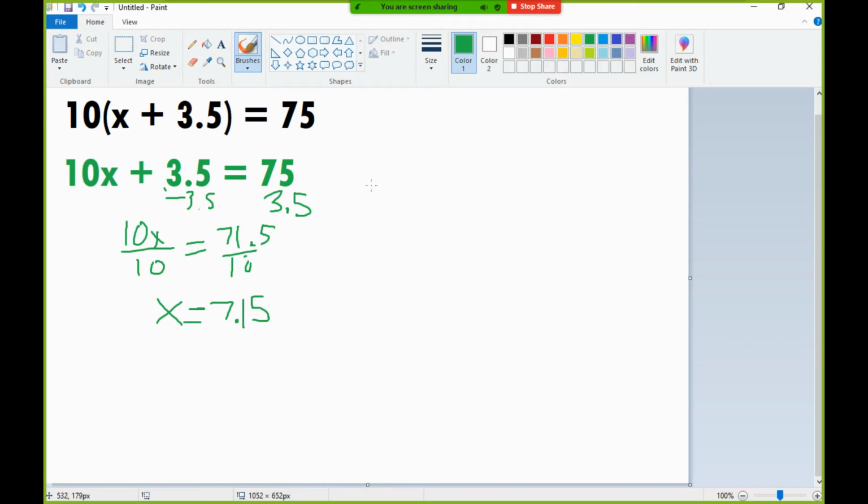So again, we've done our two-step process correctly. I've subtracted the same amount on both sides. I've divided by what I had coupled with x, and I get 7.15. However, you can see I forgot to distribute my 10 to my 3.5, which is a super common mistake you guys make. So when I plug this back into here, it's going to be correct. 7.15 times 10 is 71.5 plus 3.5, 75. It checks out. But if I plug it back in up here, it's not going to make a lot of sense. 7.15 plus this is 10.65 times 10.